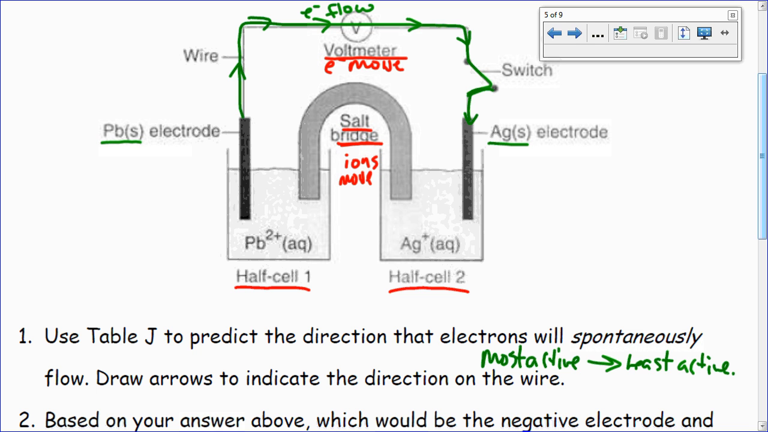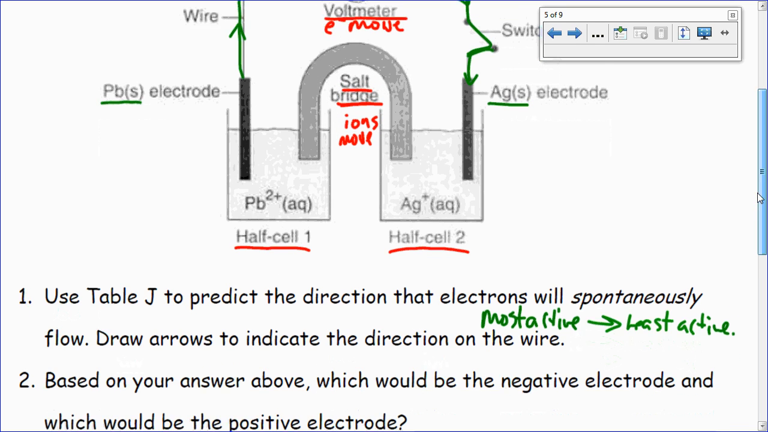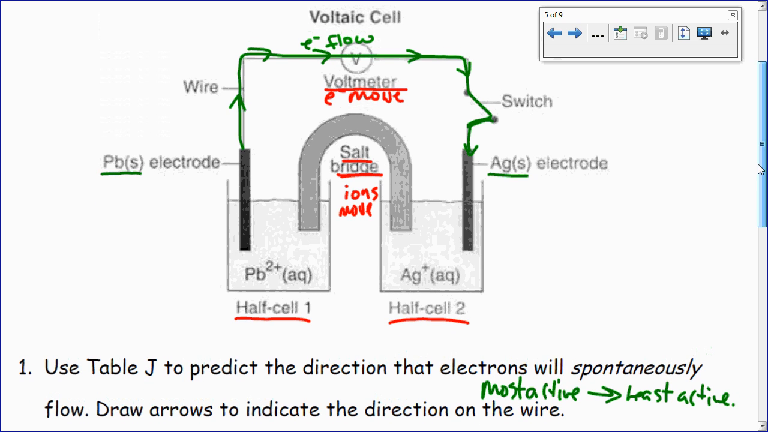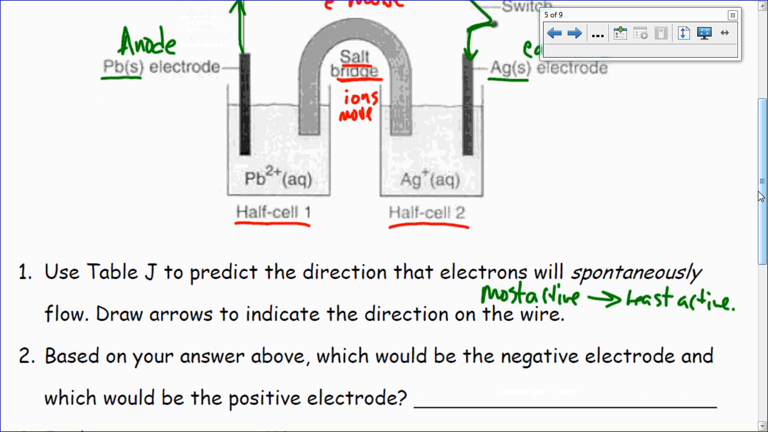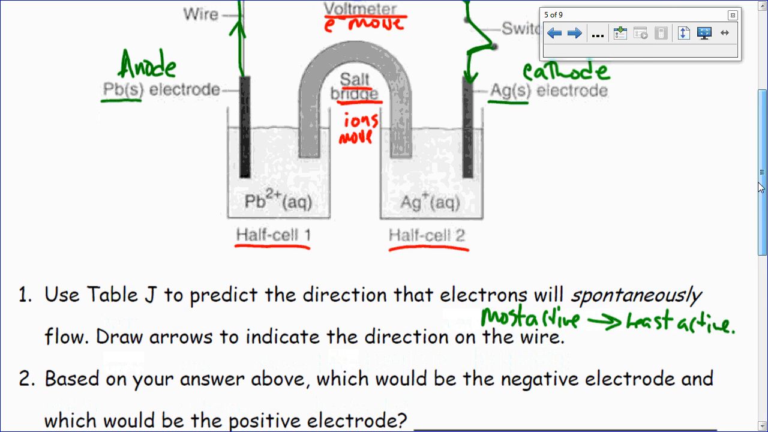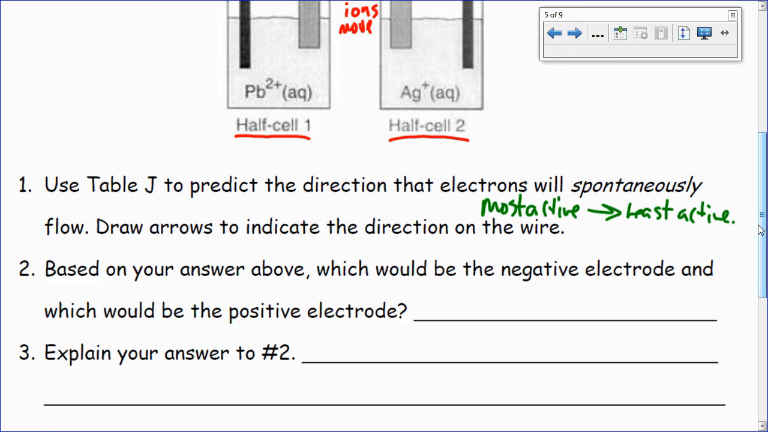Now, based on your answer above, which would be the negative electrode and which would be the positive electrode? Well, anodes flow to cathodes. So this is the anode. That was on the previous page of notes. And this is the cathode. So the cathode is positively charged, and the anode is negatively charged. So the Pb equals the negative one, and the Ag equals the positive one.